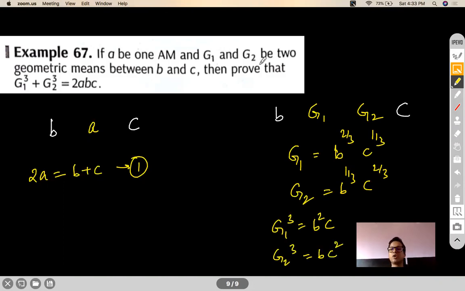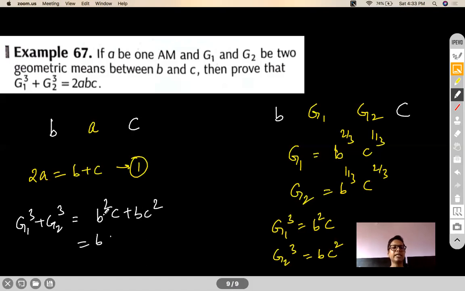Correct? So from your given expression, left hand side, G1 cube, G2 cube, we will have b square c, b c square. Take bc common, you will have b plus c, and b plus c is nothing but 2a. And there you go. That proves the result, which is your RHS.